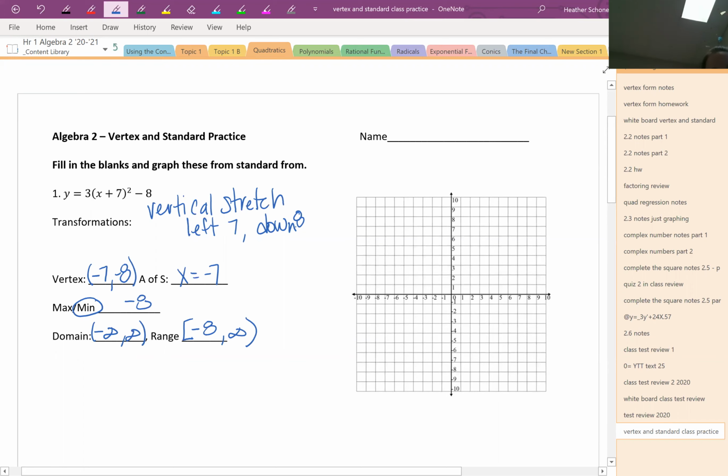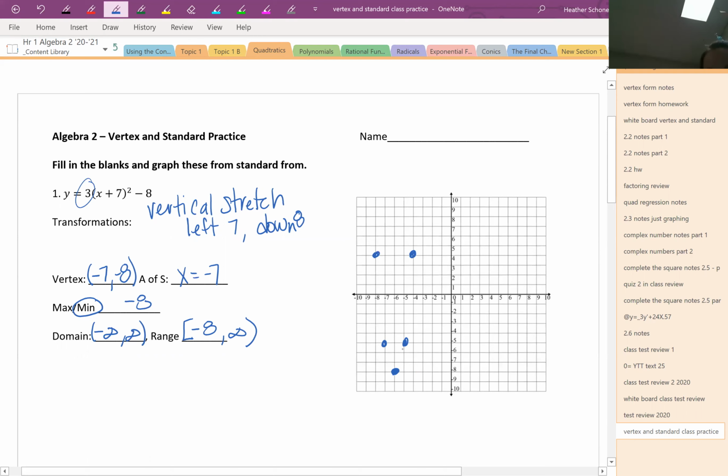Now, how would we graph this? So we're going to start at the point -7, -8. So that's all the way down here. And this is going to have a vertical stretch of 3. So instead of going over 1 and up 1, we're going to go over 1 and triple it and go up by 3. And we know to triple it because there was a 3 in front of it. And then we're going to go over 2, but instead of going up 4, we're going to go up 12.